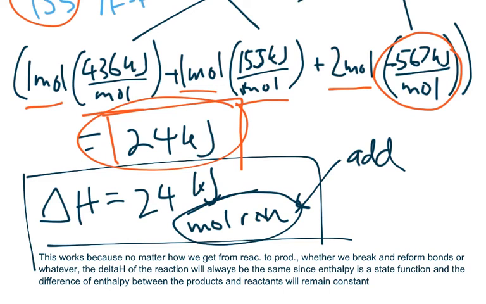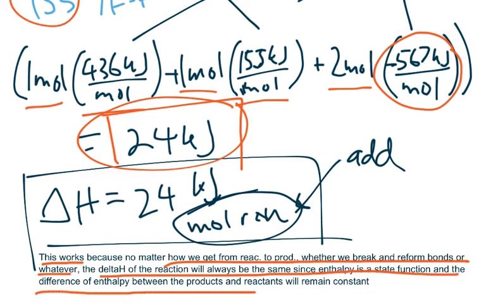So now let's read this little note that I wrote. The idea of breaking and reforming bonds and adding up the change in enthalpy for those two processes works because no matter how we get from reactants to products, whether we break and reform bonds or whatever we do, the delta H of the reaction will always be the same since enthalpy is a state function and the difference of enthalpy between the products and reactants will remain constant.